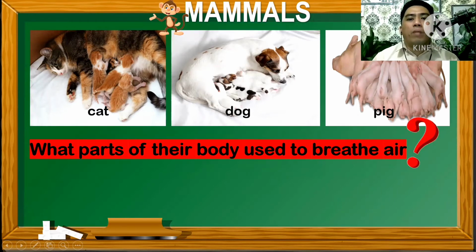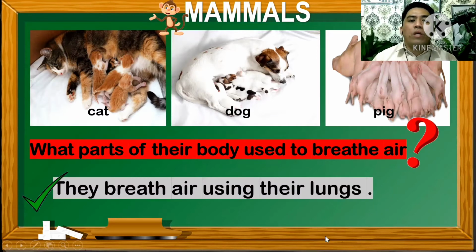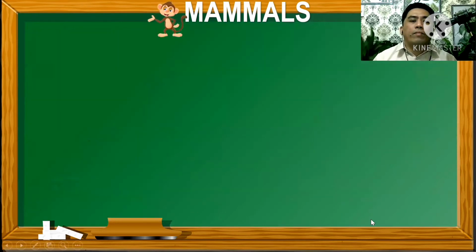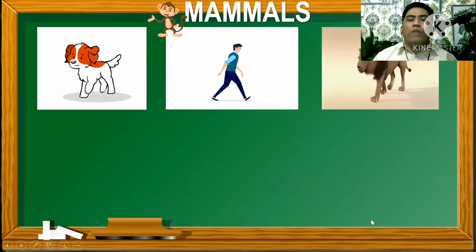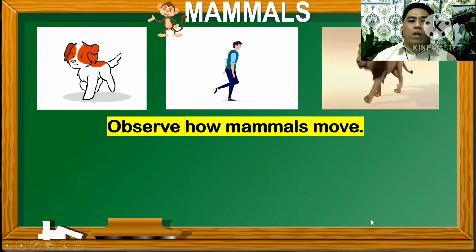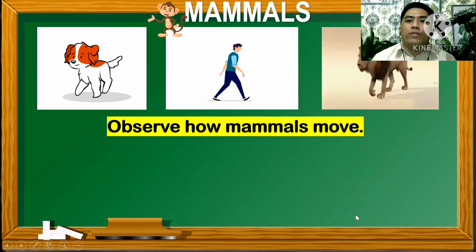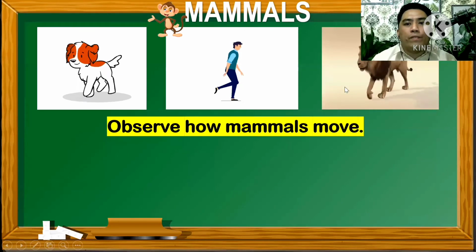Okay, so like human being, so these animals use their lungs for breathing. Okay. How about the movements of the mammals? Can you describe how mammals move based on the given pictures?